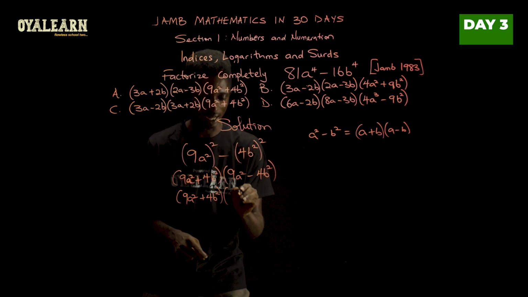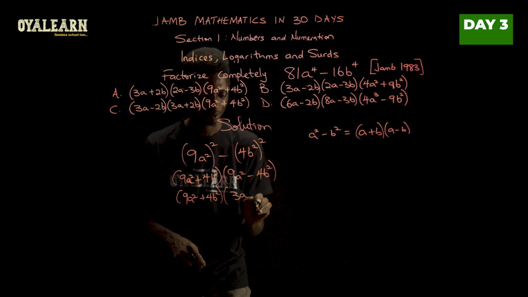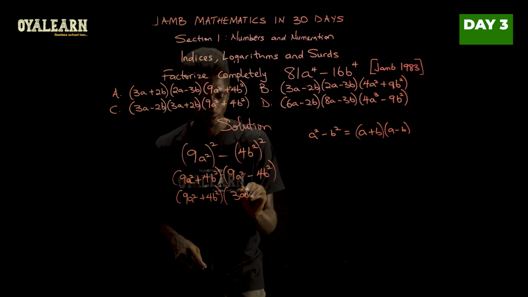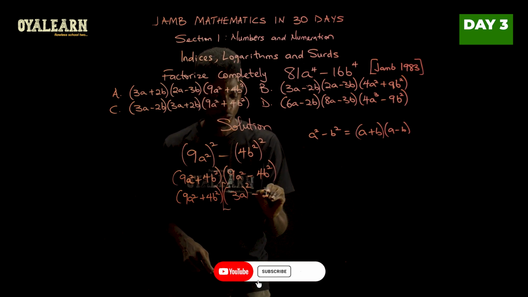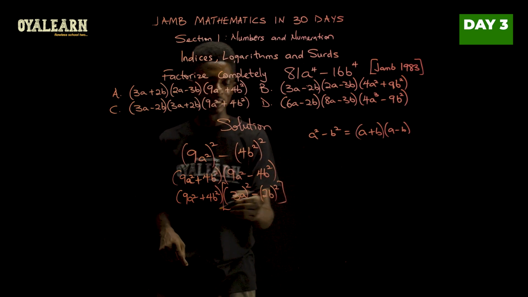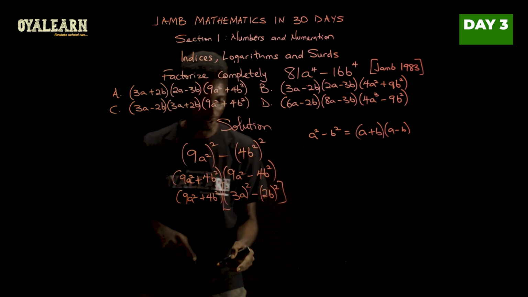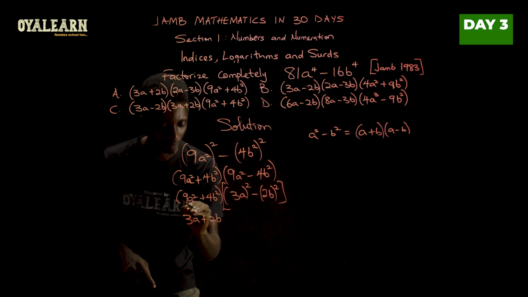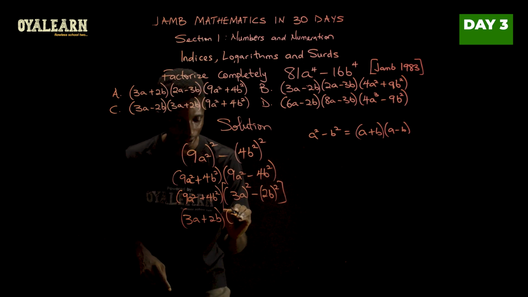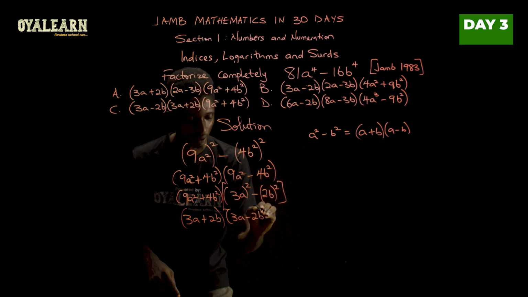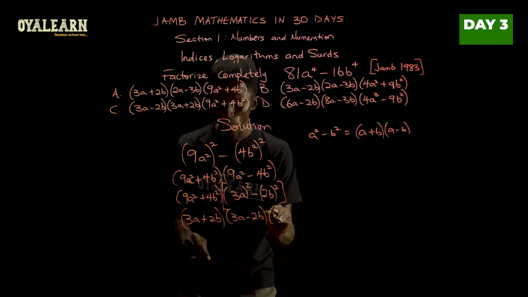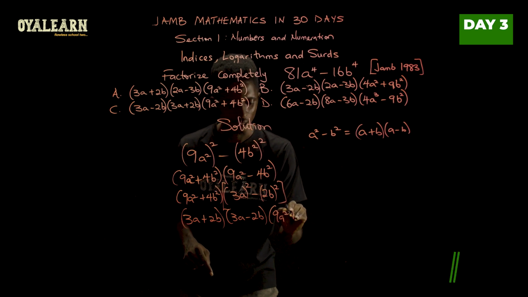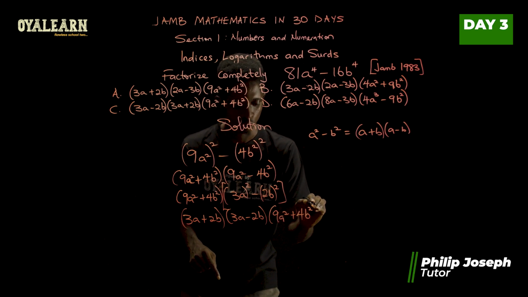Then this can then be written as 3a squared minus 2b squared. Now let's apply difference of two squares here. So let me write that first. So that is, we'll have 3a plus 2b, then 3a minus 2b, then this now where we have 9a squared plus 4b squared.